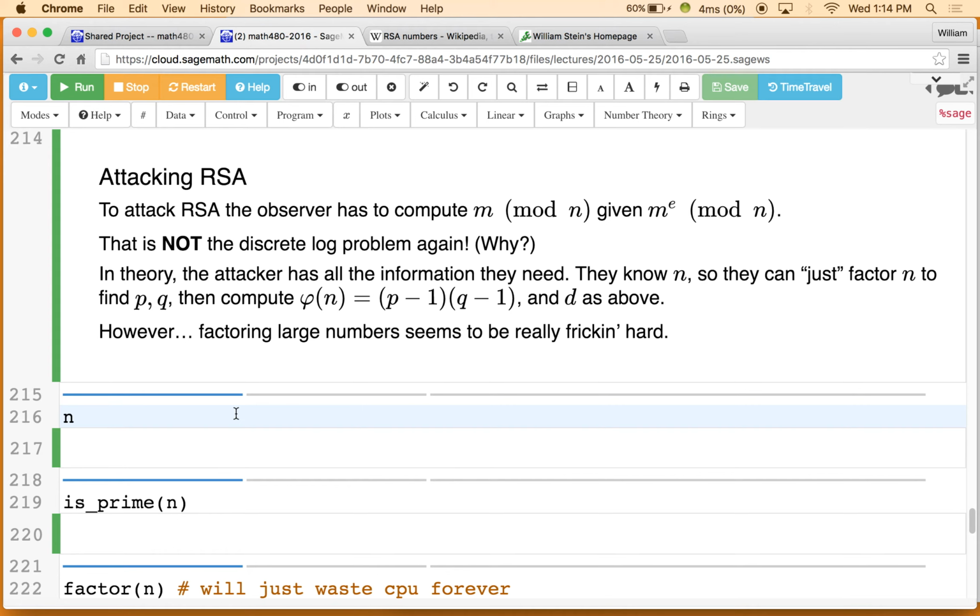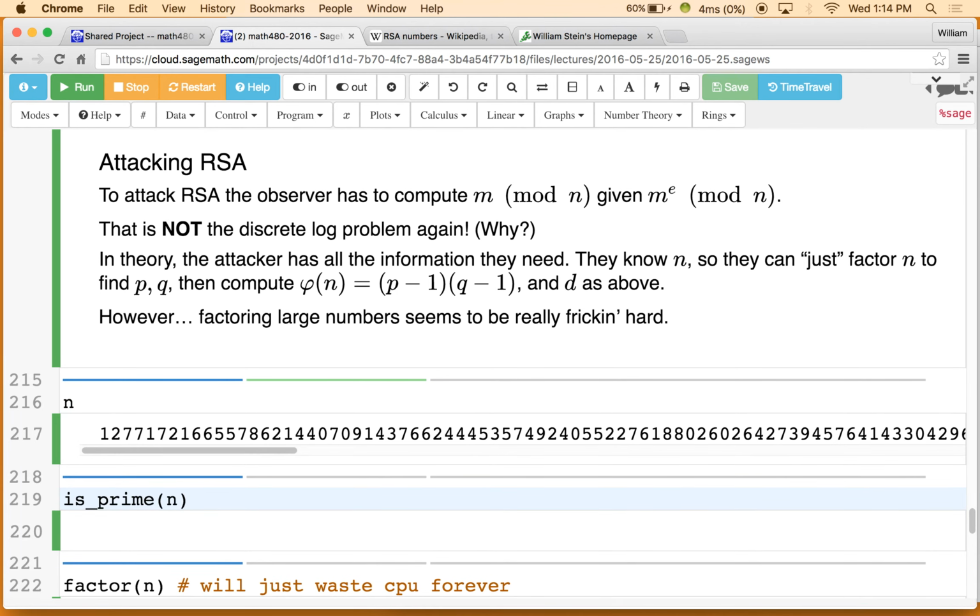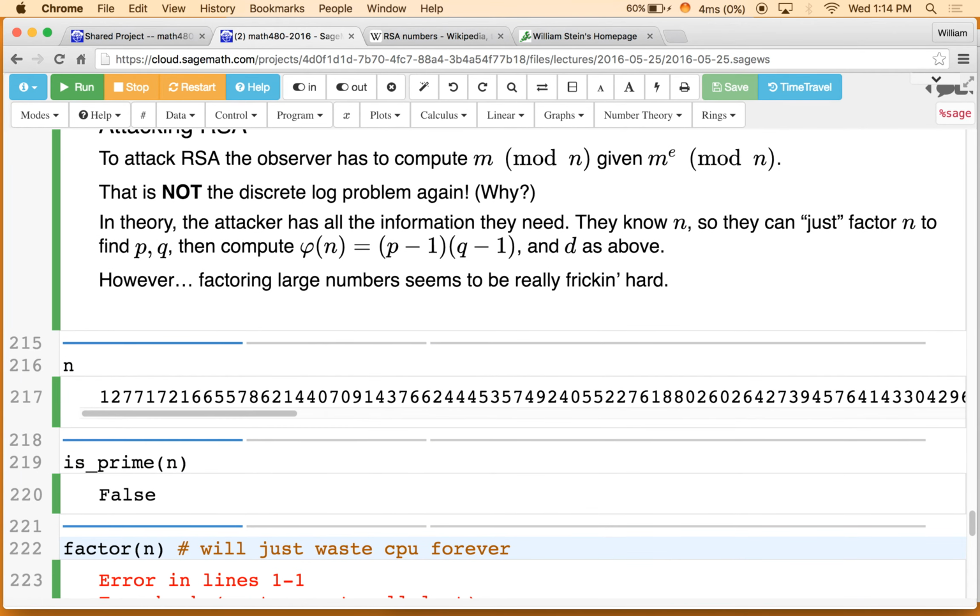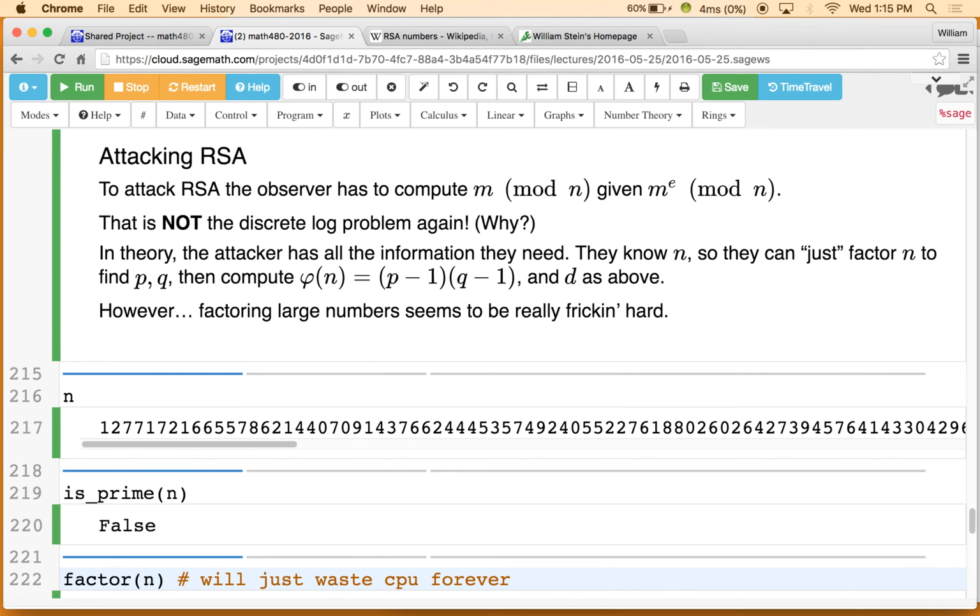I'm just trying to keep track of what's actually necessary to encrypt. The information you need to encrypt is the number n that you're working modulo and the exponent e that you're going to raise things to powers of. Just two numbers, n and e.